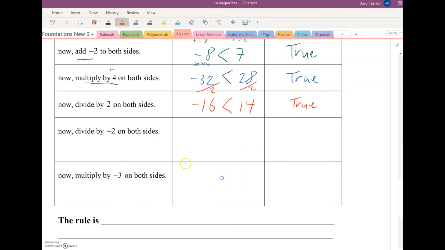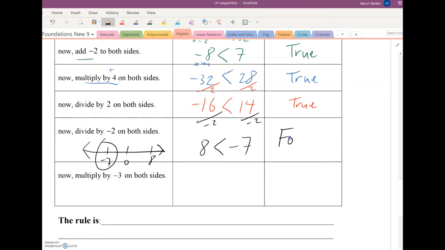All right, so let's take this now. Let's divide by -2. We're going to divide by a negative. Now we get +8 and we get -7. Is that a true statement? What do you think? Here's 0. Here's -7. Here's +8. And the sign's eating -7? That's false. That is not a true statement. So we had a problem when we divided by a negative number.